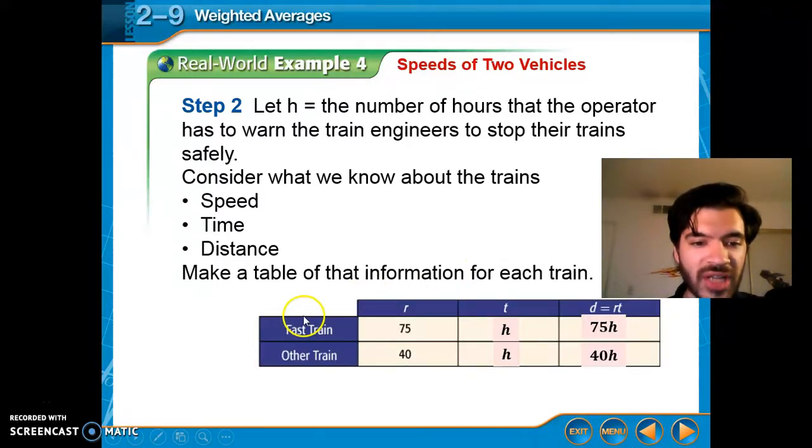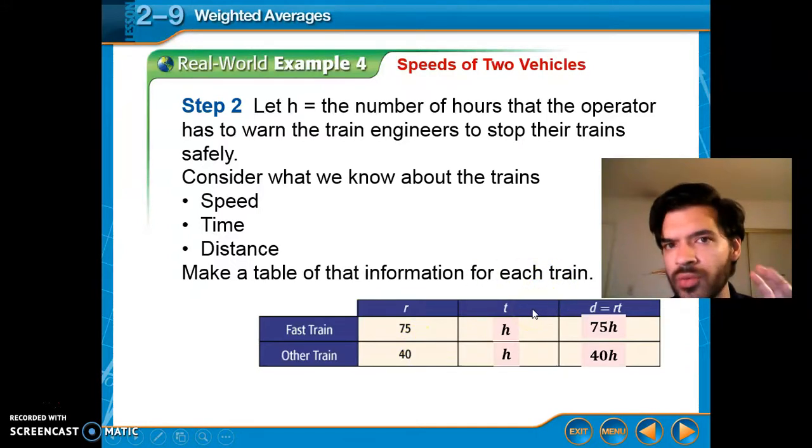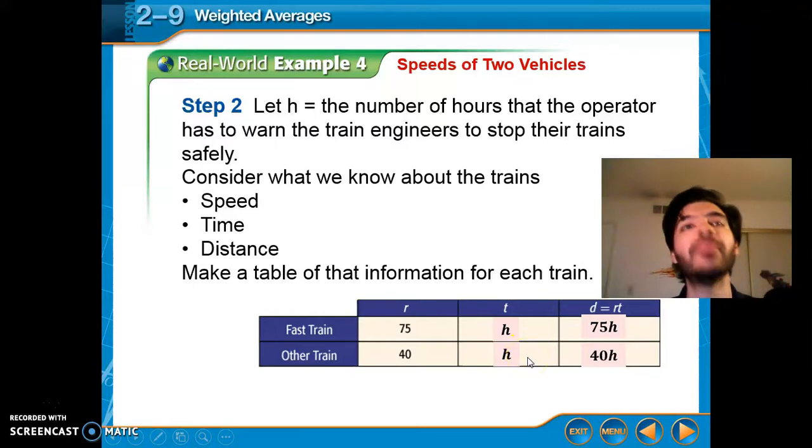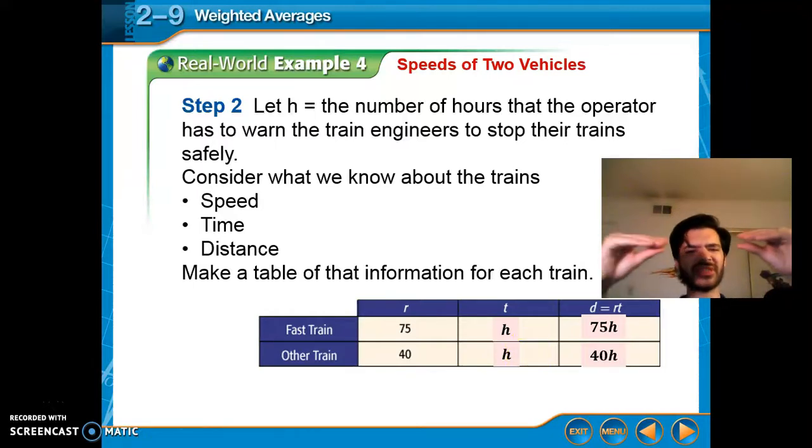So, notice this time we have the fast train versus the slower train, the other train. We look at their rates. The faster one is at 75 miles per hour, the slower one's at 40 miles per hour. Then we have time. We know that they both have the same amount of time that we're looking at, so that way we can tell them to stop right before they collide.